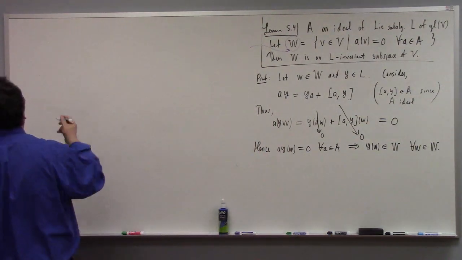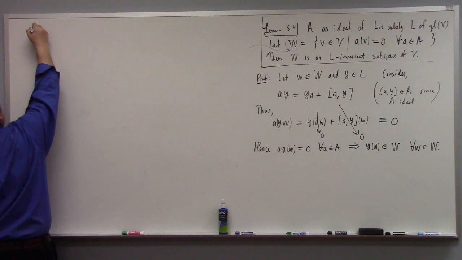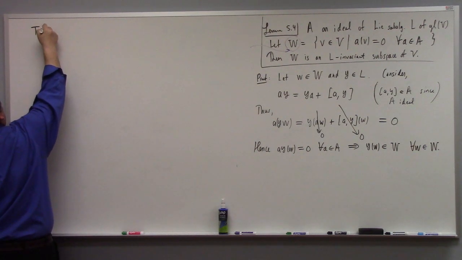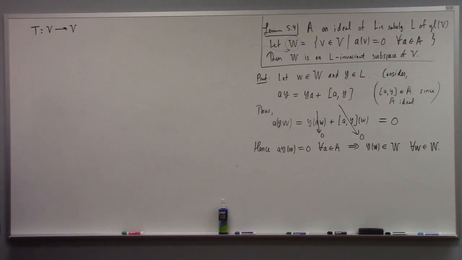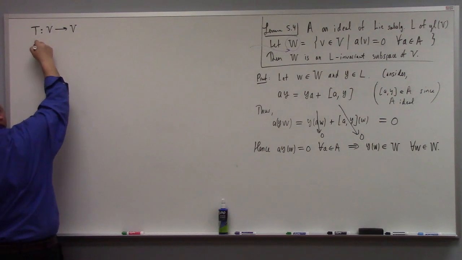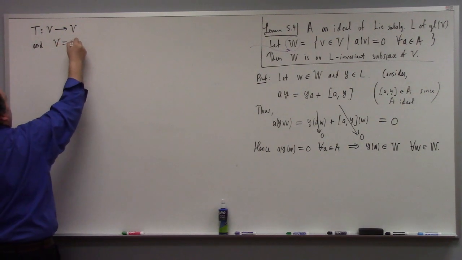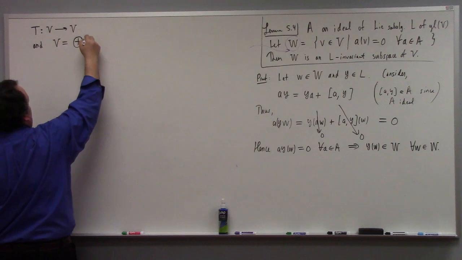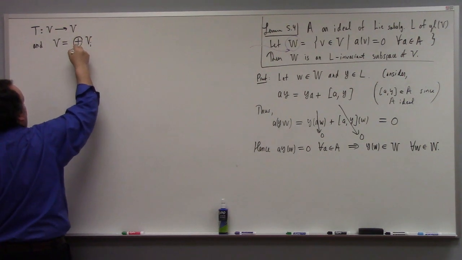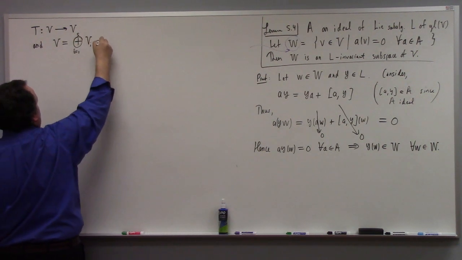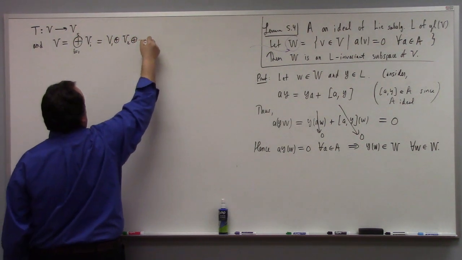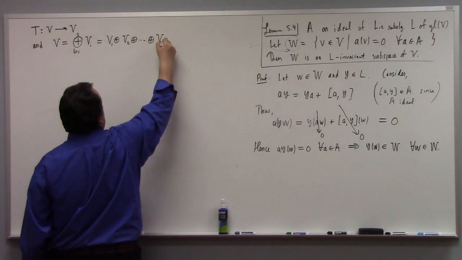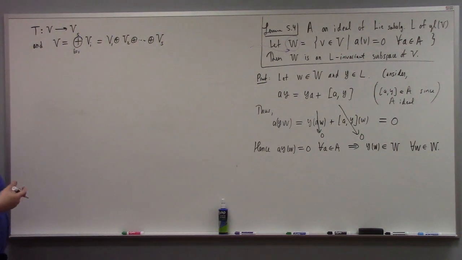So if you have a linear operator, let's say T, which is a mapping from V to V, all right? And you have that V is the direct sum decomposition of, let's say, V sub i, i equals 1 to s. In other words, you've got V1 direct sum V2 direct sum ... Vs. So you have these s-fold components, all right?